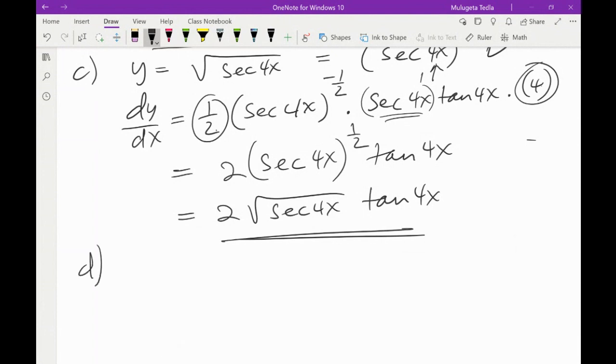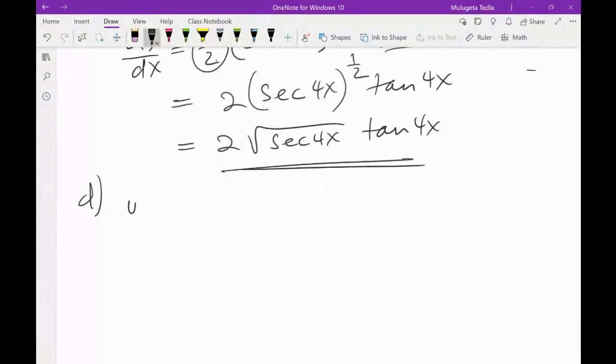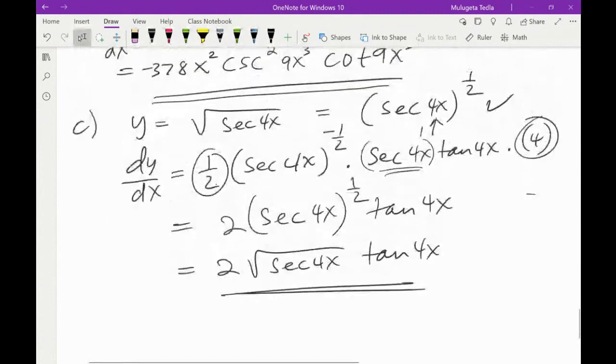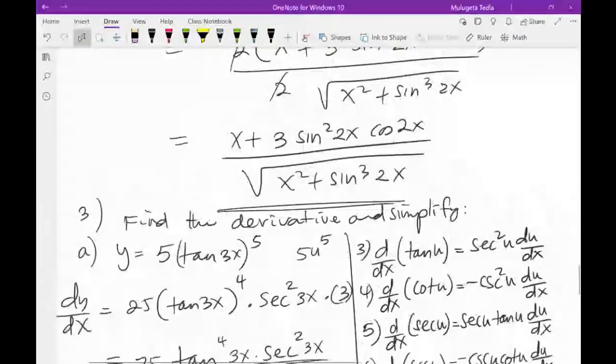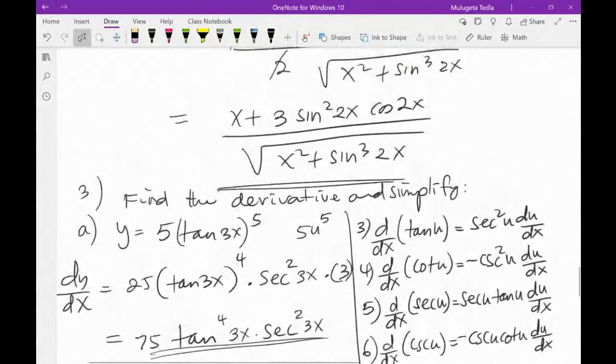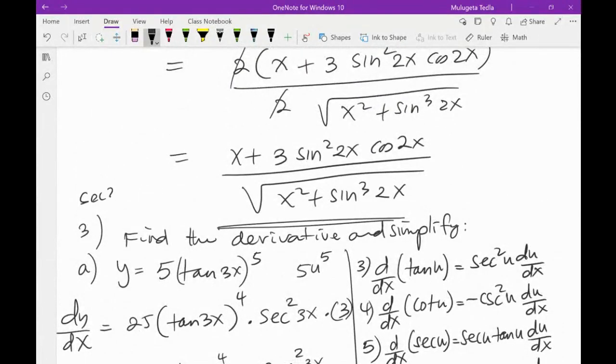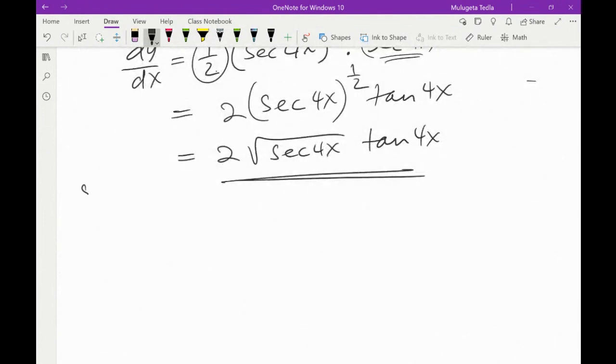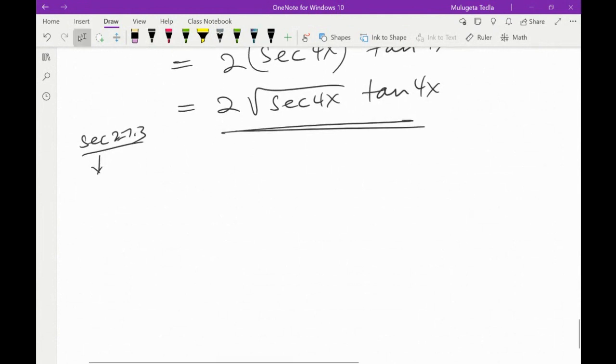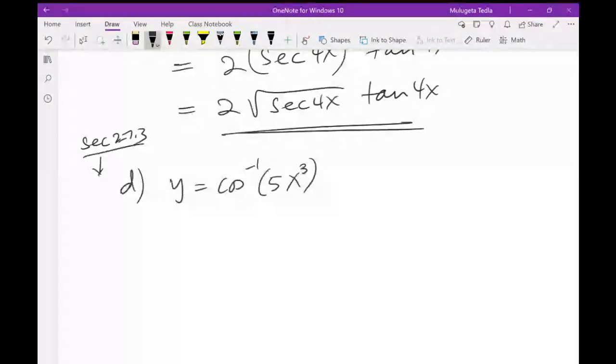And then I got a D, which is y equal to... I think A, B, C were for section 27.2 questions, these 3 questions. Then section 27.3 are the following questions. I think D is y equal to cos inverse of 5x cubed.